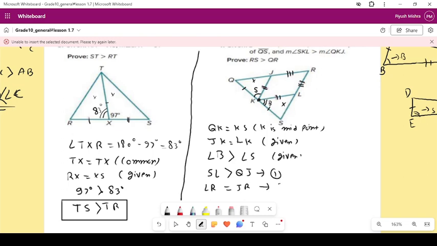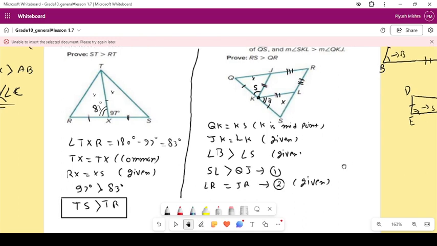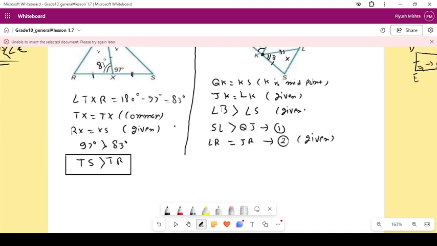It is equation 2 and this is also given. Now what I am going to do, I will add these two equations. So if I am adding these two equations, I can write SL plus LR, and here I am writing QJ plus JR. Always keep in mind that if one side is greater, then the sum will also be greater.